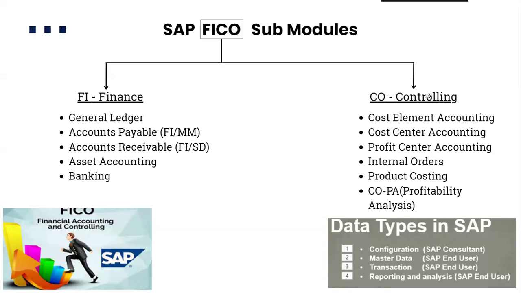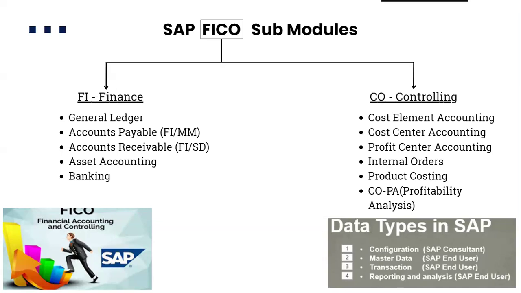Coming to CO, in CO we have cost element accounting, cost center accounting, profit center accounting, internal orders, product costing, COPA. At a high level, finance is for external reporting like balance sheet, trial balance, vendors, customers, purchase, sales, everything will be done in finance. When coming to controlling, it is purely internal reporting.